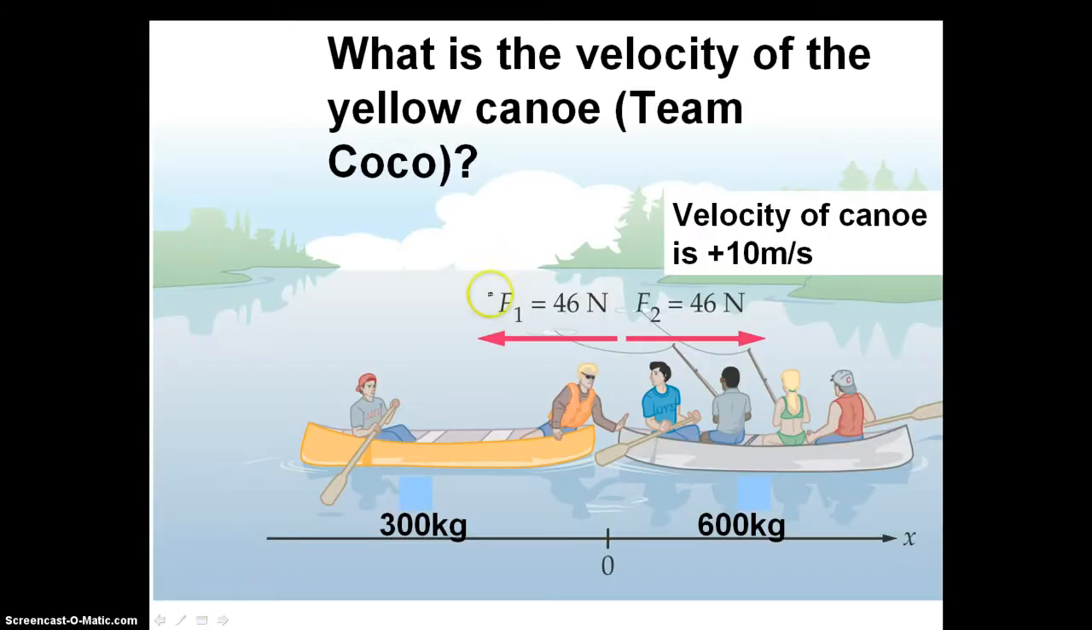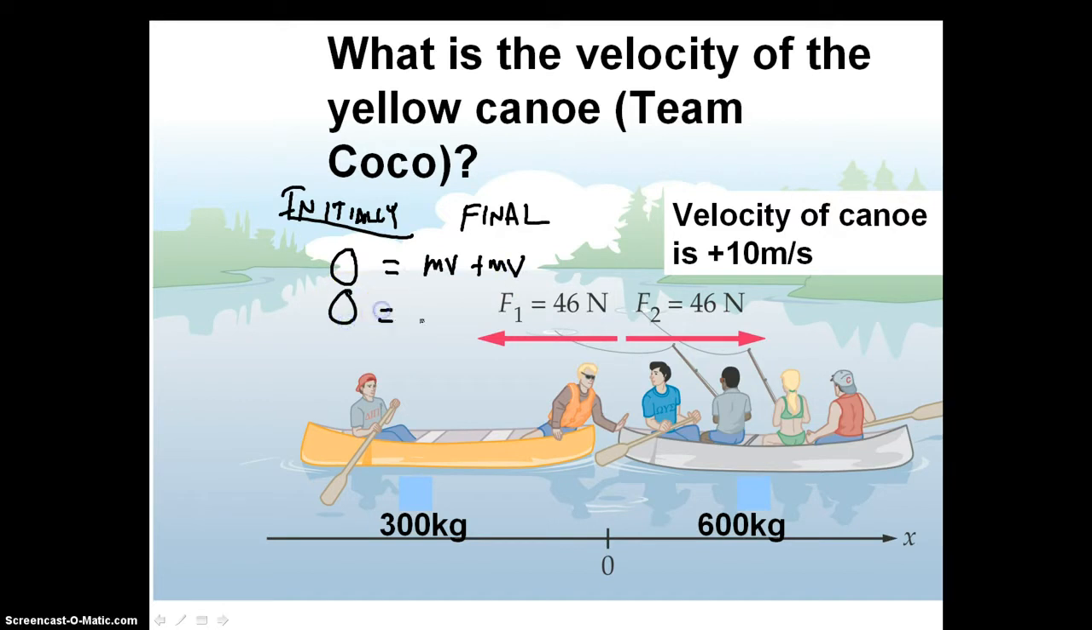So let's look at this. What is the velocity of the yellow canoe, Team Coco, afterwards? So let's look. They apply a force off of each other. And so we could say before they're not moving. So initially, the momentum of both of the canoes is 0. And then finally, I have a velocity for both of them.